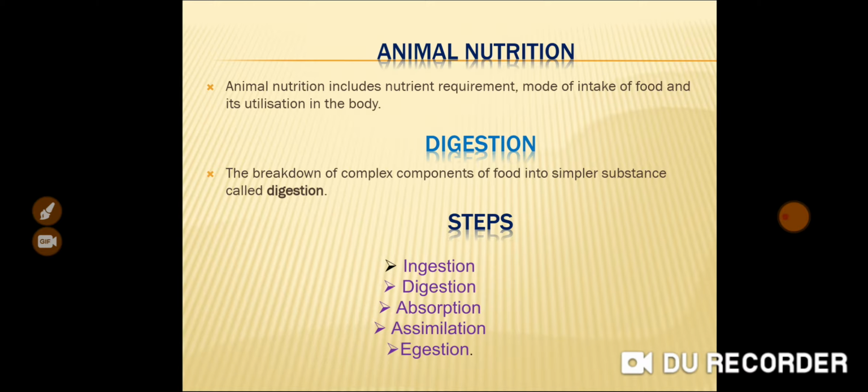The first step of nutrition is digestion. Digestion is the breakdown of complex components of food into simple substances. Digestion includes several steps. These are ingestion, digestion, absorption, assimilation, and egestion.